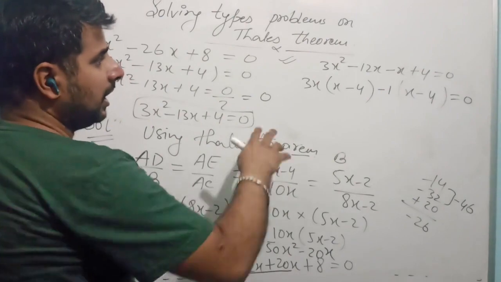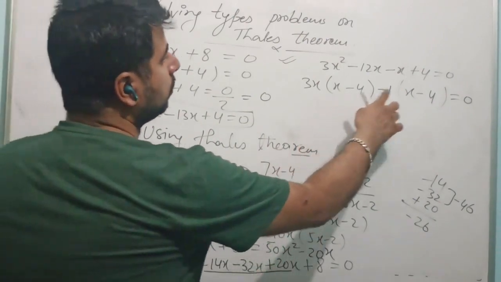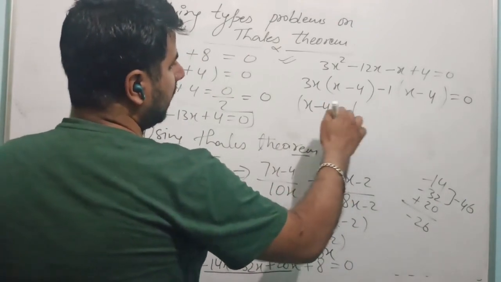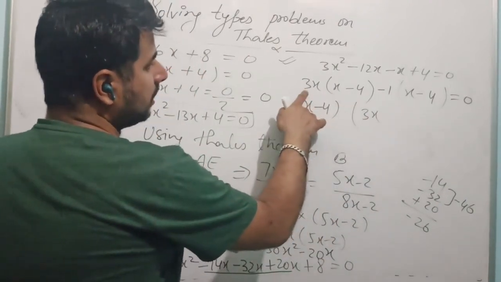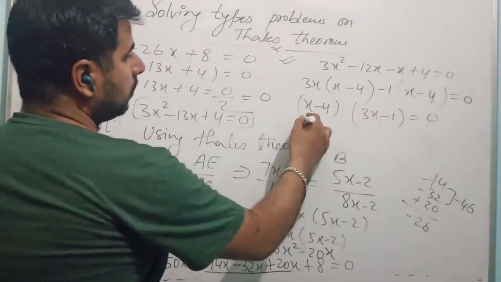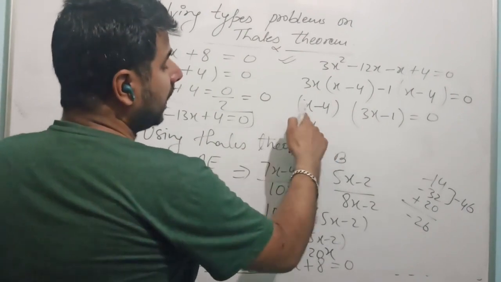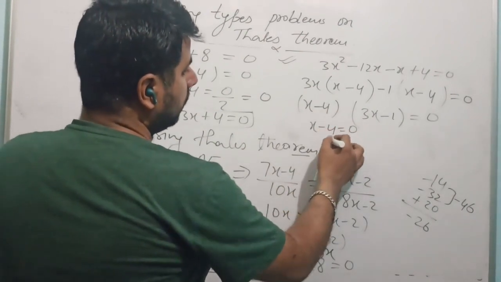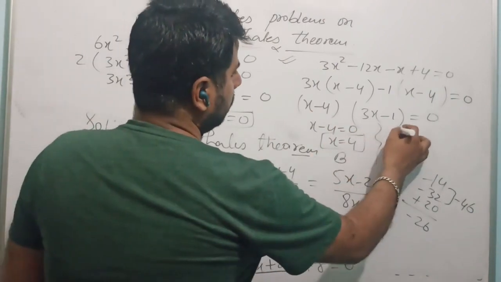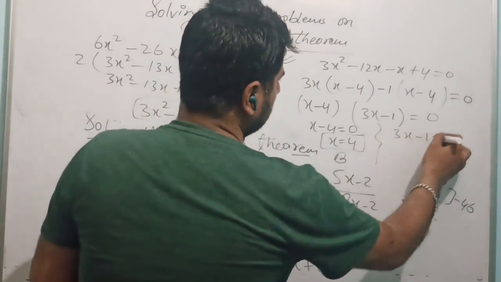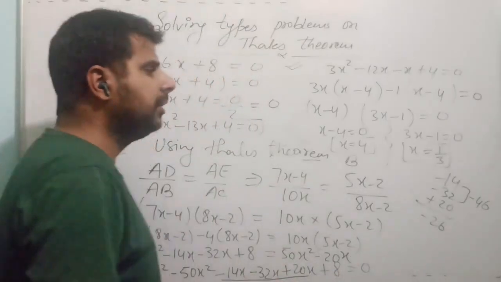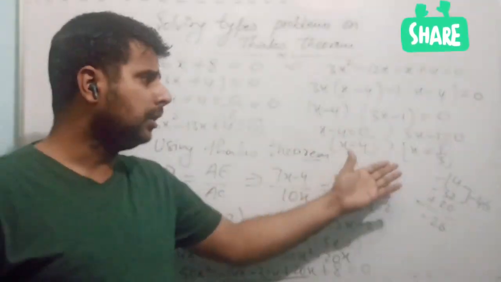You know this, that after doing a middle term split we have two common brackets here. As a binomial we will take one common, and the second bracket will be made by this term and this minus 1 term. This will be equal to 0. So first, when you equate minus x minus 4 equal to 0, you will get x equal to 4. This is your first value of x. Second, when you equate 3x minus 1 equal to 0, you will get x equal to 1 by 3. So we have the two values of x, that is x equals 4 and x equals 1 by 3.